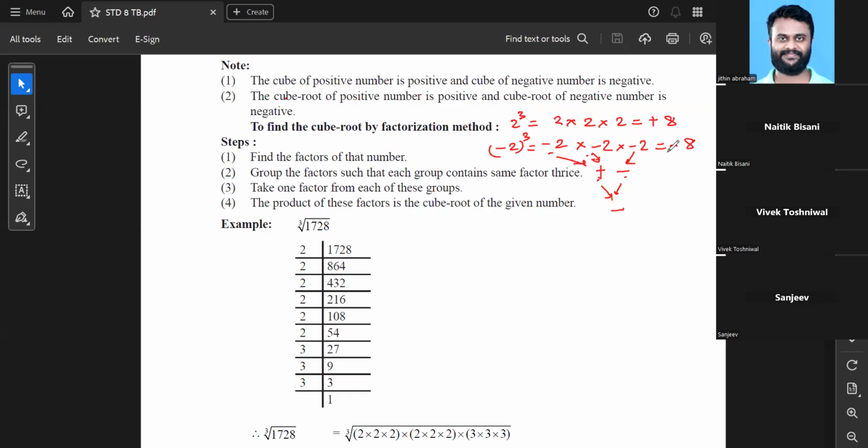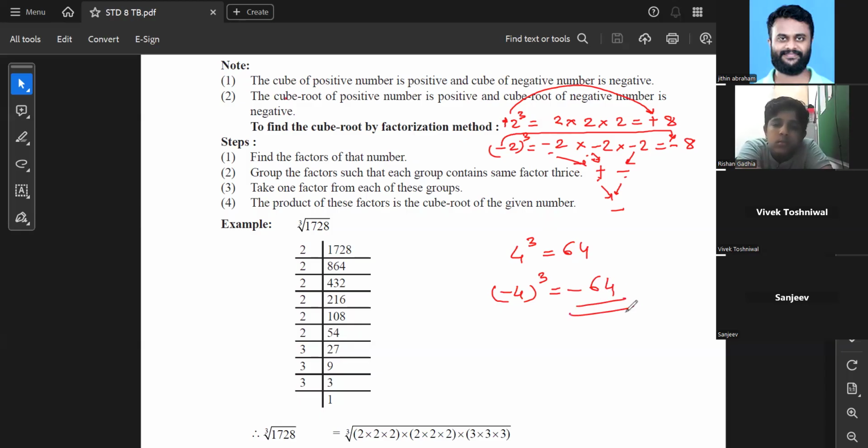So when you're taking a cube, negative number is possible. And logically speaking, positive number ka cube will always be positive and negative number ka cube will always be negative. Similarly, 4 cube is 64, which means minus 4 ka cube will be how much? Tell me. Minus 64. Absolutely correct. Wonderful. Minus 64.